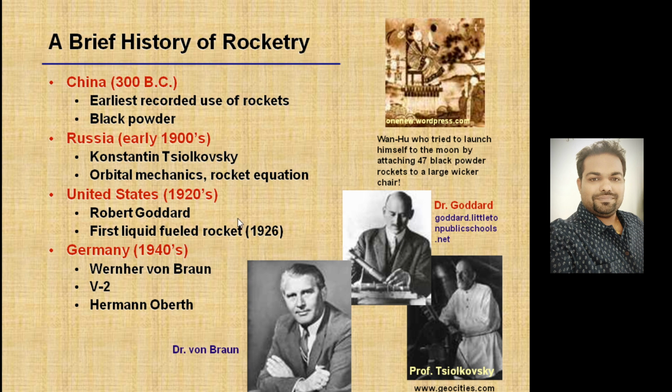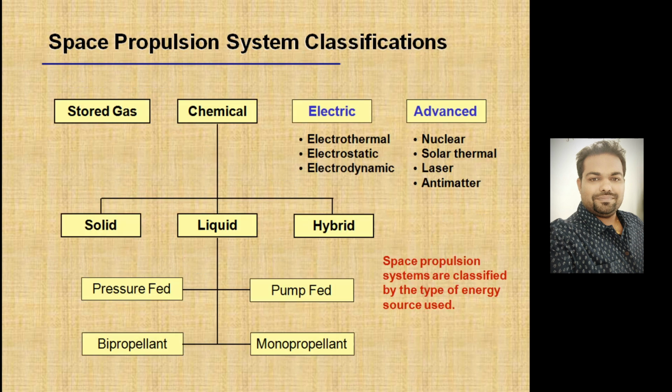So these are the three biggest contributors in the early stage of developing rocketry, which has now made us comfortable to do space exploration. So for space propulsion system classification, we can classify them as stored gas, right?